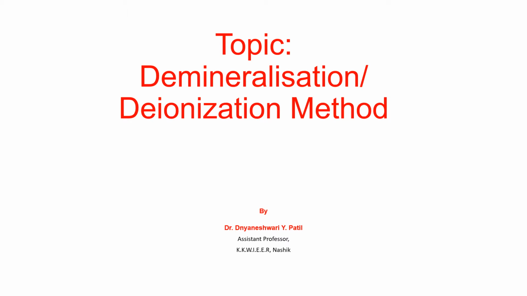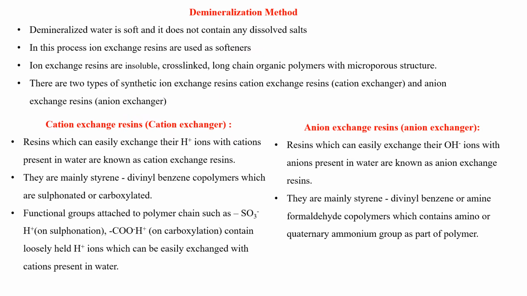Today we are going to discuss the topic demineralization method or deionization method. Now this demineralization method or deionization method is one of the methods for carrying out the softening of water sample. We know that when we are having hard water, it will carry out various types of hazardous effects in the boilers during steam generation. To avoid this hazardous effect, we can convert this hard water into soft water.